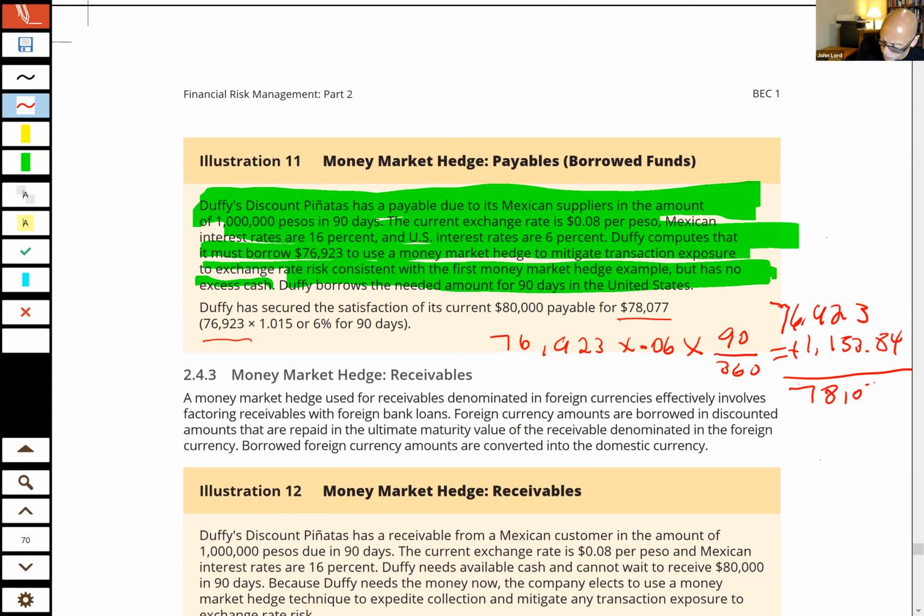78,077. So the only difference was we had to figure out the interest on the borrowing because we didn't have the excess funds. Whereas if we had excess funds, it would have cost us 76, but we had to add the interest here. Okay. All right, good.